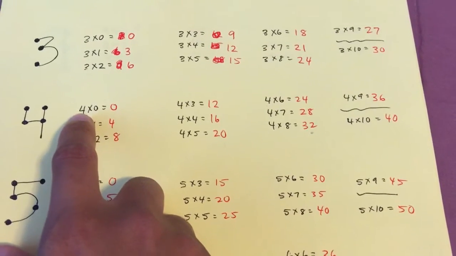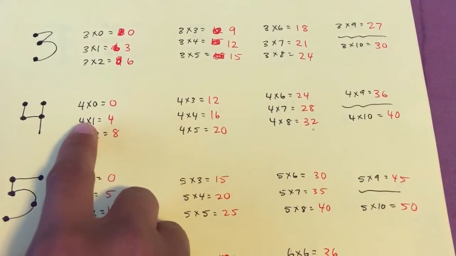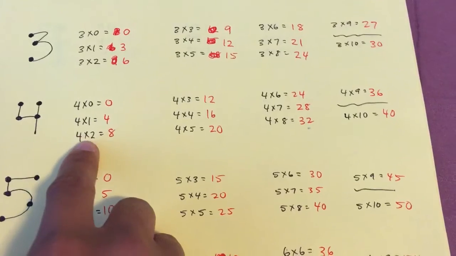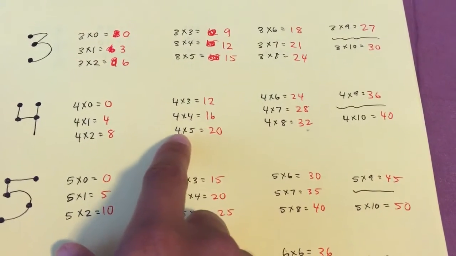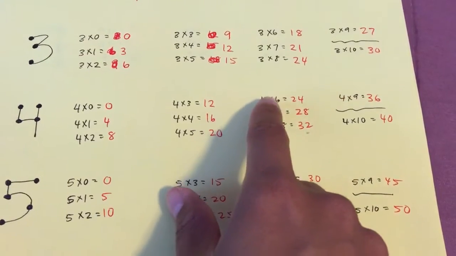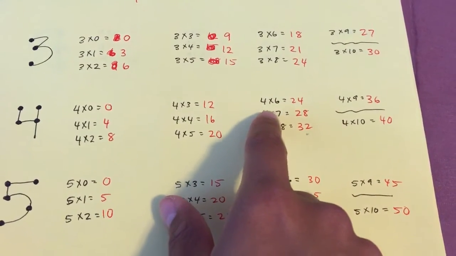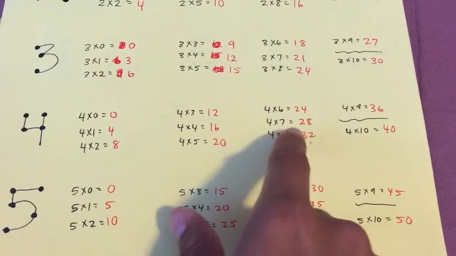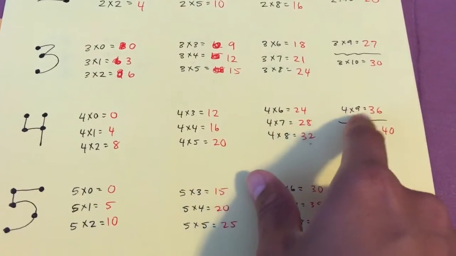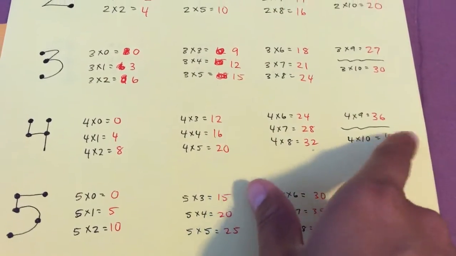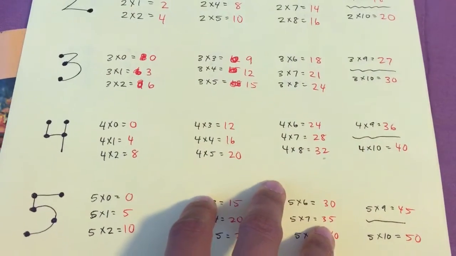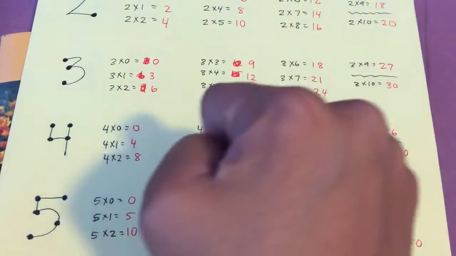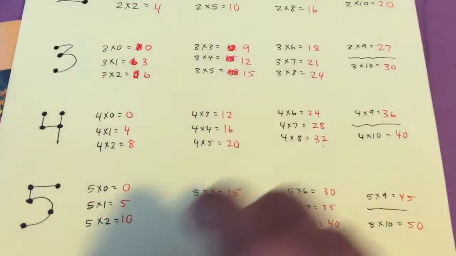After you completed them, you should have got 4 times 0 is 0, 4 times 1 is 4, 4 times 2 is 8, 4 times 3 is 12, 4 times 4 is 16, 4 times 5 is 20, 4 times 6 is 24, 4 times 7 is 28, 4 times 8 is 32, 4 times 9 is 36, and 4 times 10 is 40. Go ahead and make adjustments if you need to, and also find out and prove to yourself that those are the correct answers. Don't just copy them just because Ms. Tolentino said those are right.